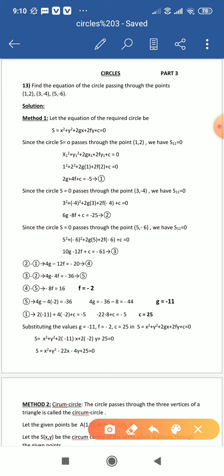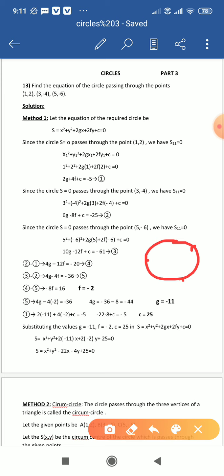That means we find a circle that passes through the given 3 points. That means the 3 points are on the circle like this. Suppose this is a circle. We can find this circle. This circle passes through 3 points. This is one point, this is another point, this is another point. We find the equation of the circle passing through these 3 points. That means the points are on the circle. We know the condition: if the point is on the circle, S11 is equal to 0.